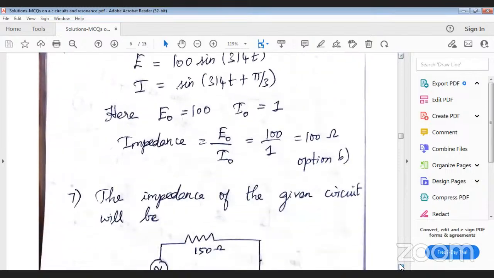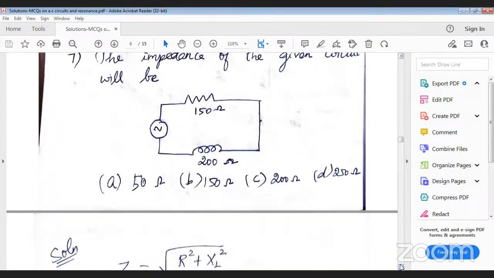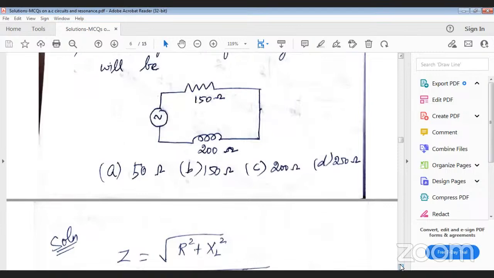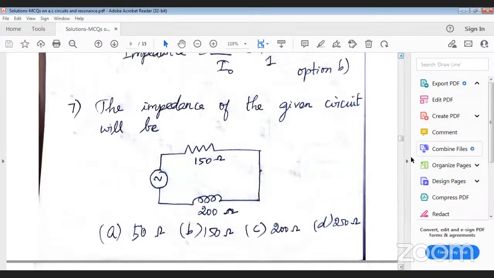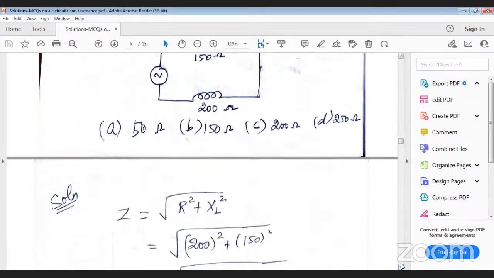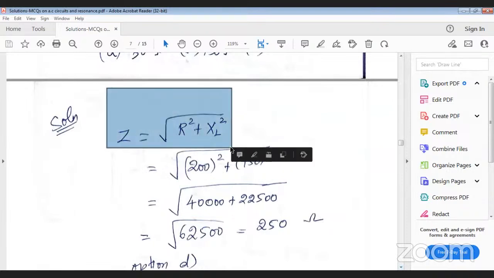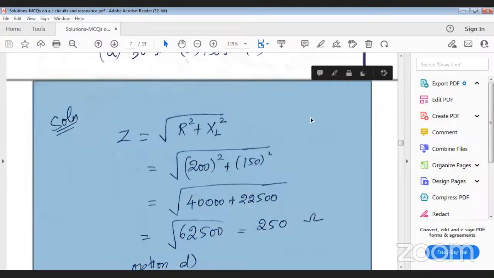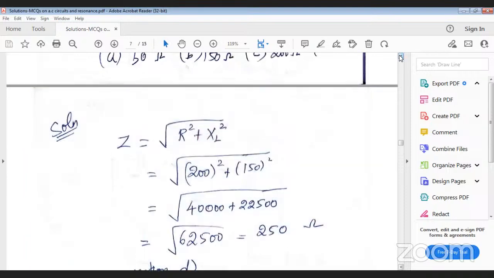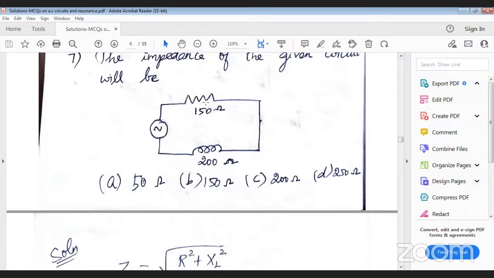Then question number 7. The impedance of the given circuit will be. You see what elements are present in the circuit. You have a resistor and you have the inductor coil. You need to find out the impedance. How can you find it out? In an RL circuit, when an inductor and resistance are present, you have the impedance formula Z equal to root of R square plus XL square. XL, I think they have given you straight away, 200 ohm.